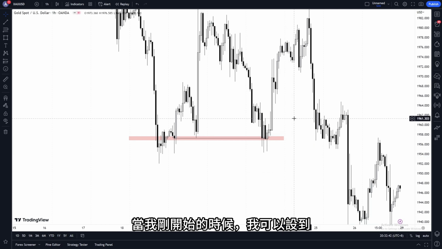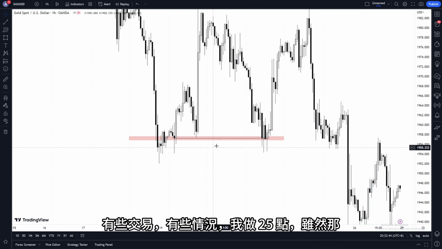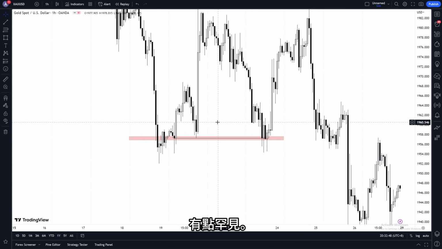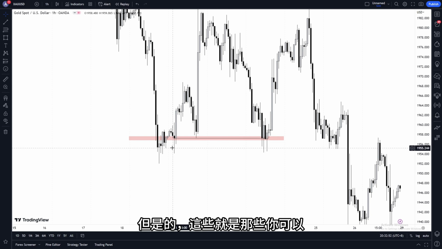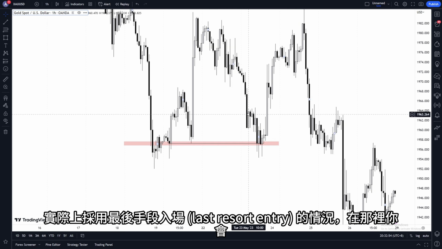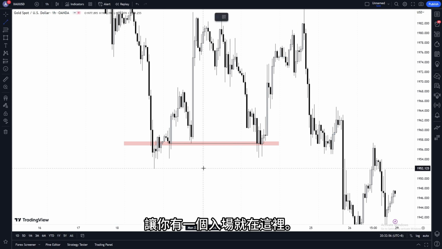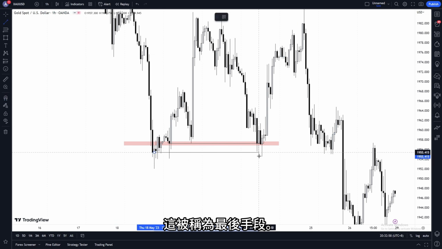When I first started off, I can go up to 35. Some trades, some instances, I do 25 pips, although that's a bit rare. Usually it's 30, 32. And these are the instances where you can actually go for the last resort entry, where you would have yourself an entry right here. This is known as last resort.